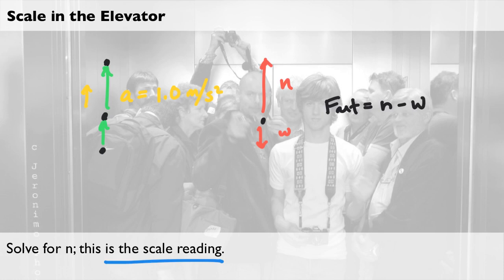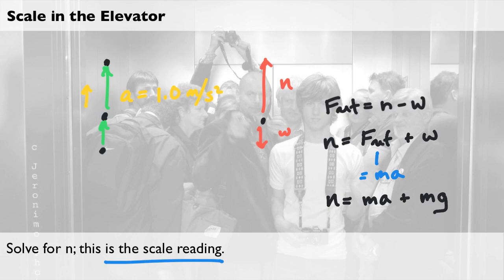We can rewrite this equation and say that the normal force is equal to F net plus W. And now we're at a point where we can use an equation, because we can say F net is just equal to m times a. That's Newton's second law. We can always use that. So rewrite my expression and say the normal force, which is what I'm looking for, is equal to m times a plus W. But I'll rewrite W as m times g.